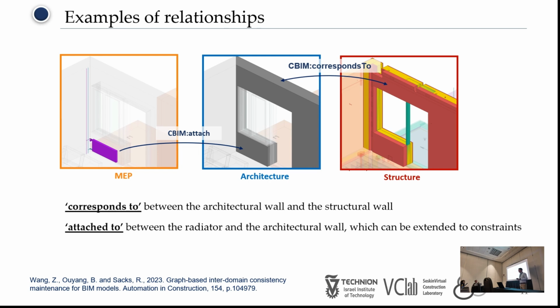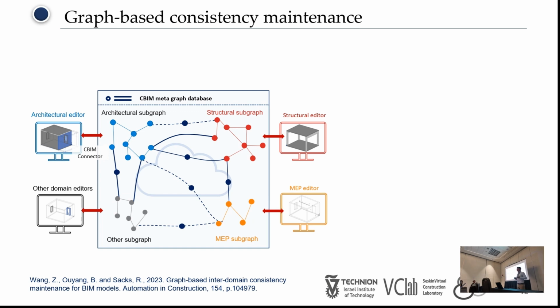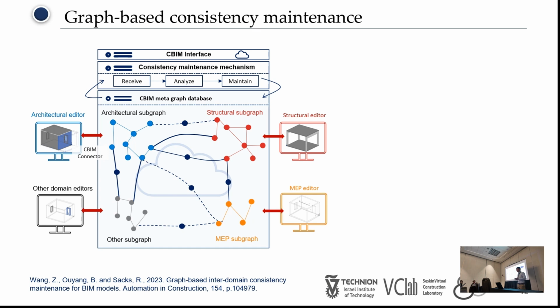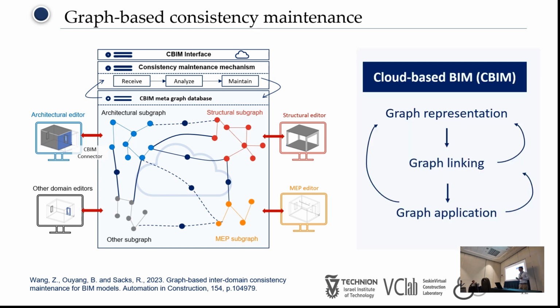After we get the linked graphs, we are going to manipulate them, such that we apply a consistency maintenance mechanism on top of them. In short, CBIM uses graphs to compile information. We link those subgraphs, and we are going to apply intelligent functions on top of the linked graphs.